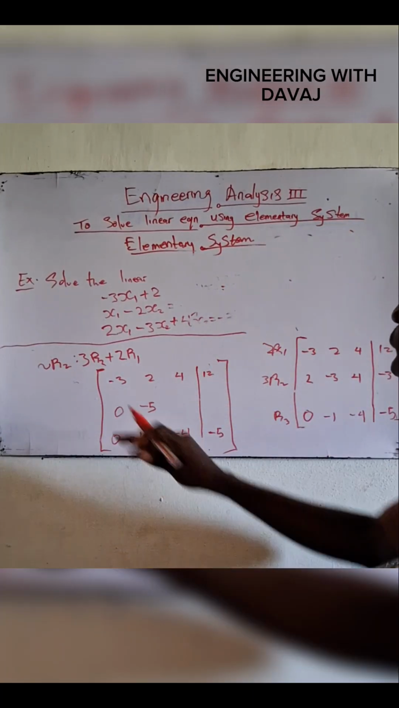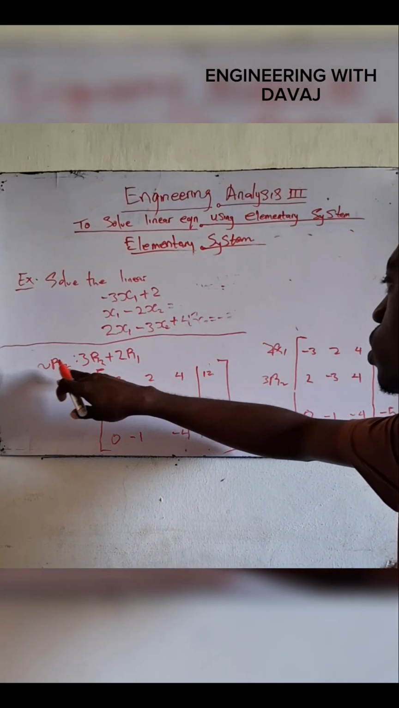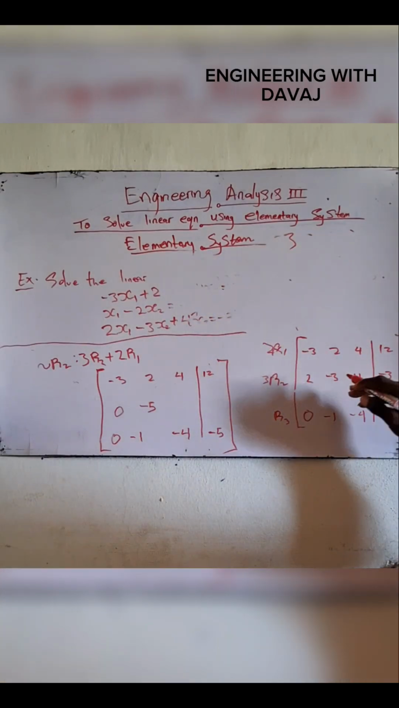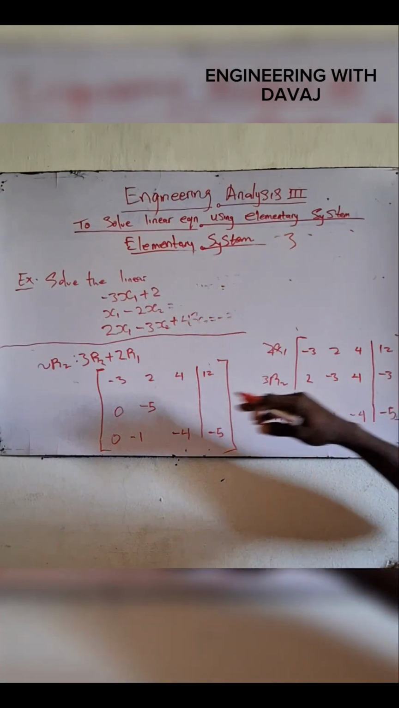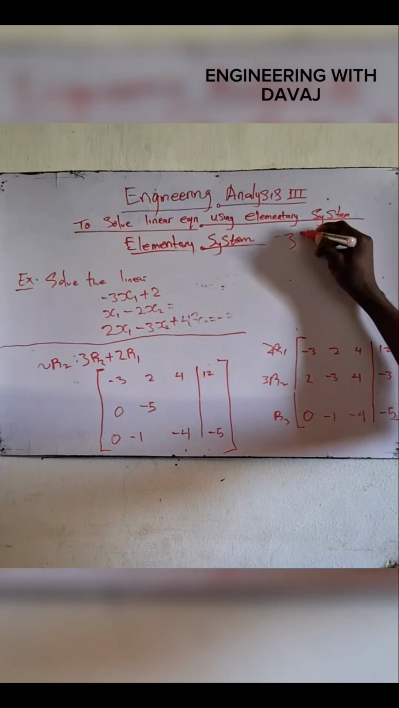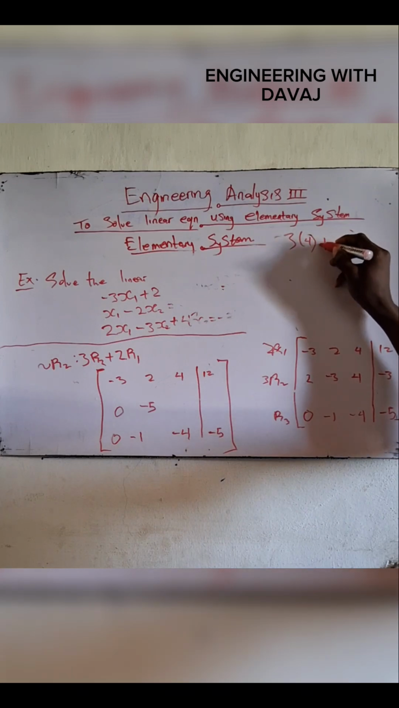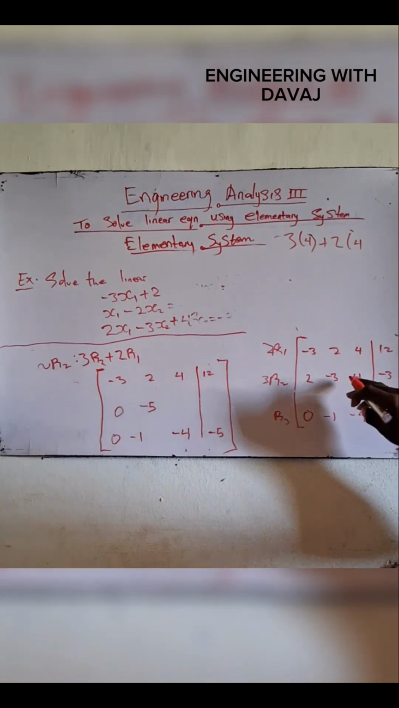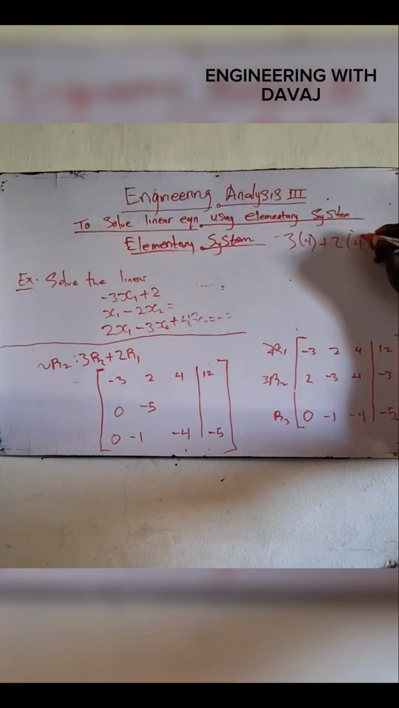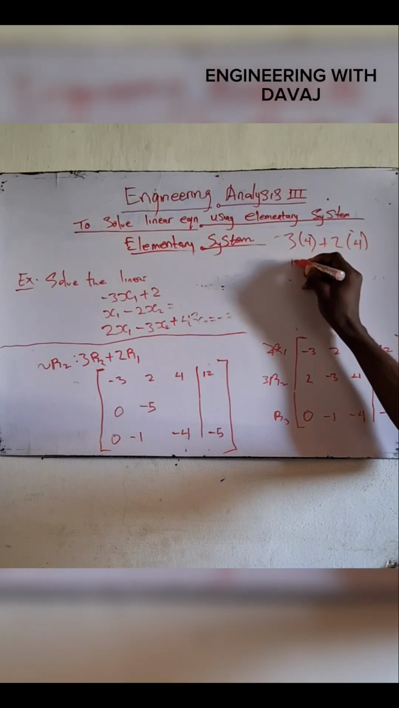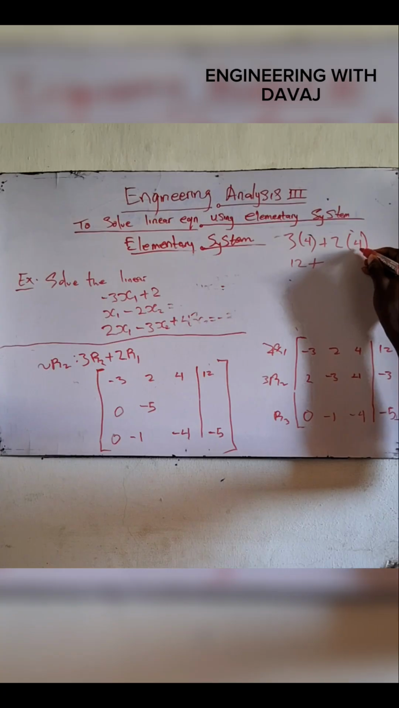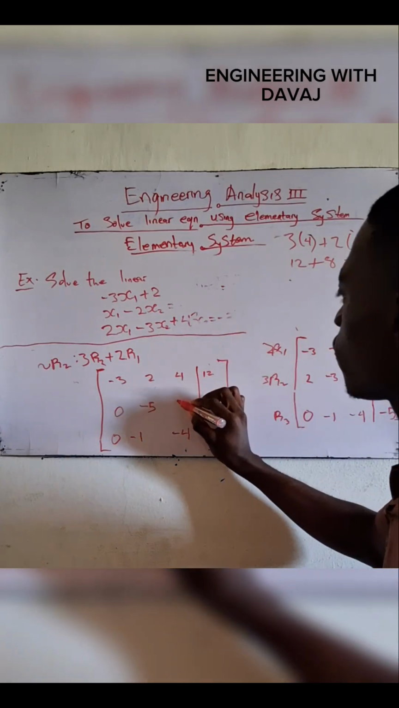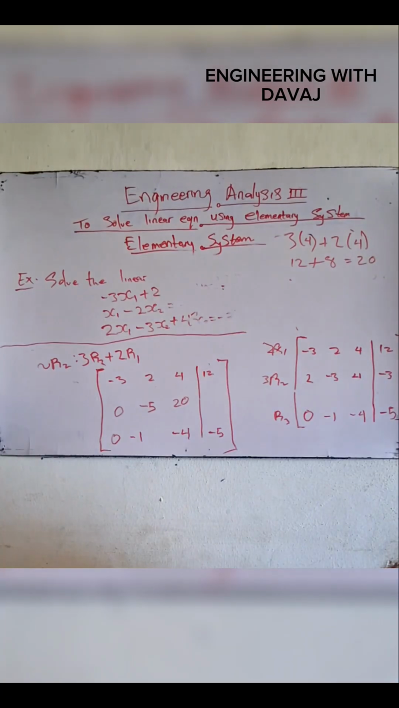So I have 3 of row 2. What's my row 2? We are solving for this side. That's 3 of 4 plus 2 of 4. So I have 4 here, and my row 2 is 4. My row 1 is 4. So 3 times 4 is 12 plus 2 times 4 is 8. So 12 plus 8 is 20. So I'm going to have 20 to be here, and that's it.